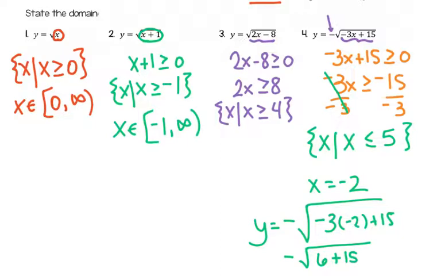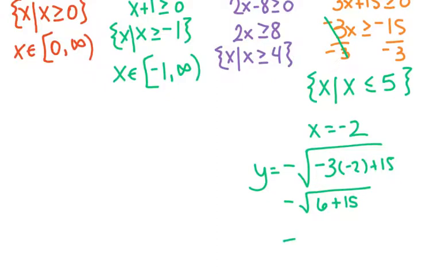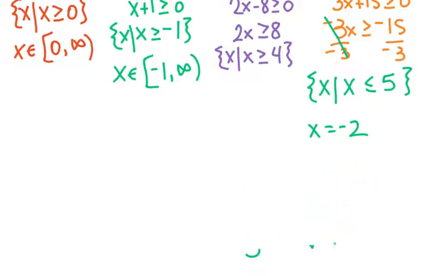And square root of 6 plus 15 is the square root of 21, so this would be negative square root of 21, whatever decimal that is, defined. So you could actually put that in your calculator and see. What it also means is that anything bigger than 5, like positive 6, would not be defined.